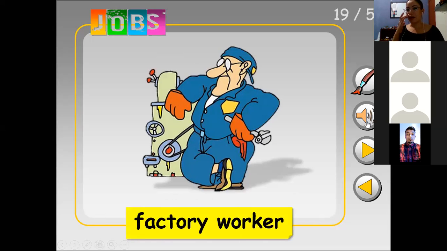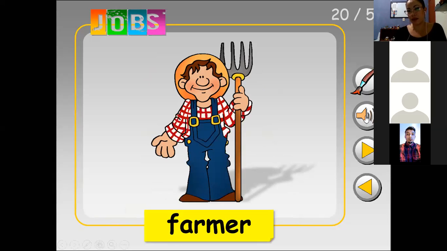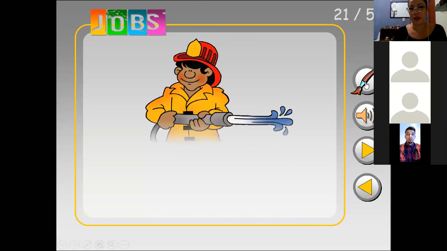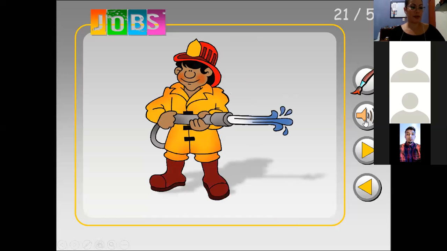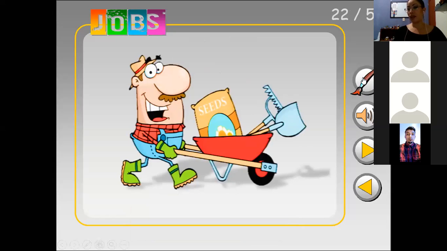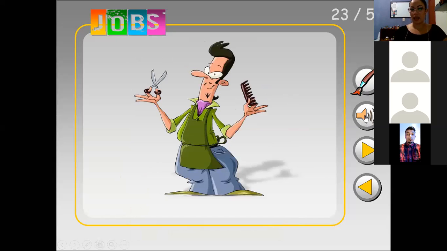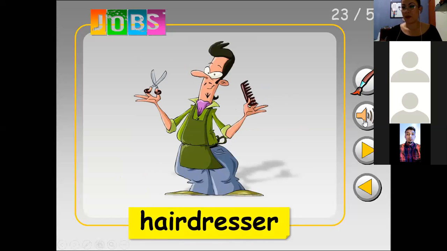Factory worker. He is a factory worker. Yeah, un trabajador de fábrica, a factory worker. A farmer. Uh-huh. Es un granjero. He is a farmer. He is, what is his profession? Firefighter. He is a firefighter. And he? He is a gardener. He's a gardener. He is a? Hairdresser. Un estilista de cabello. A hairdresser.